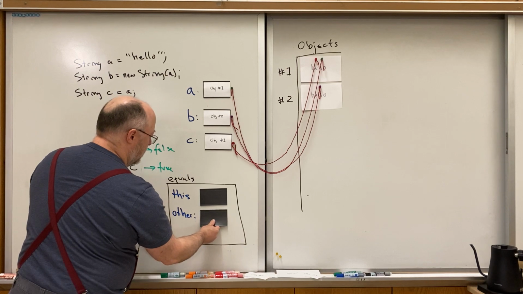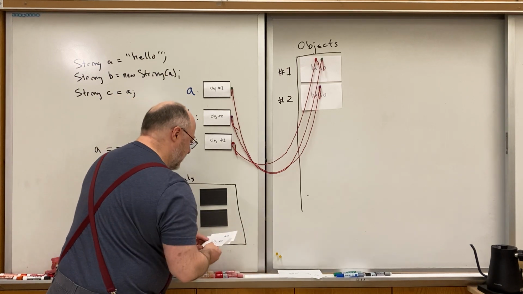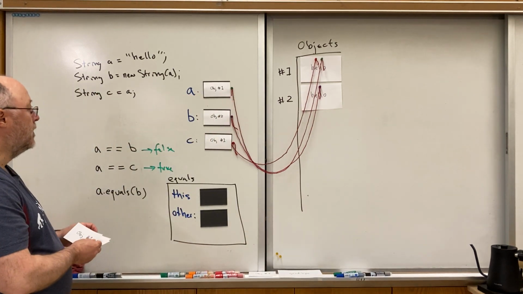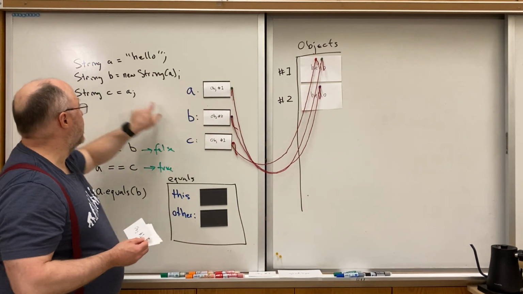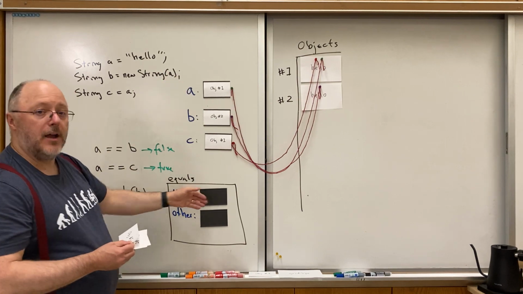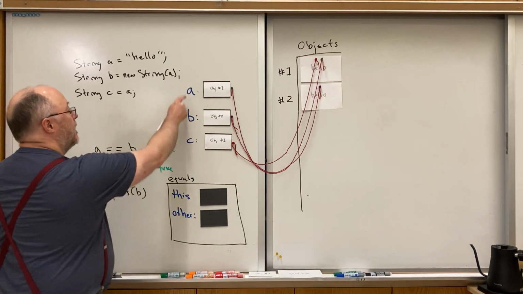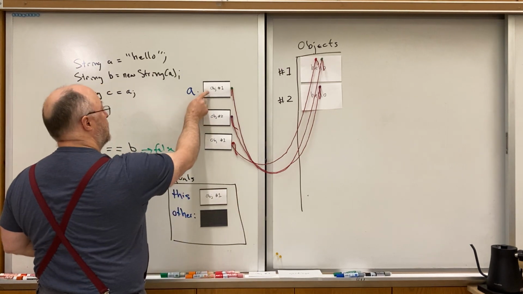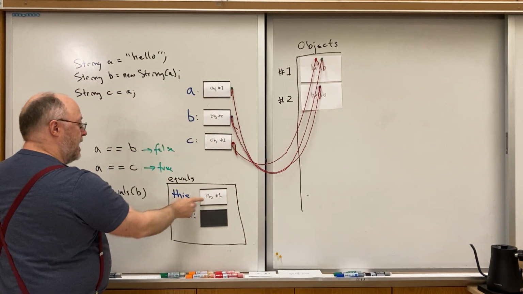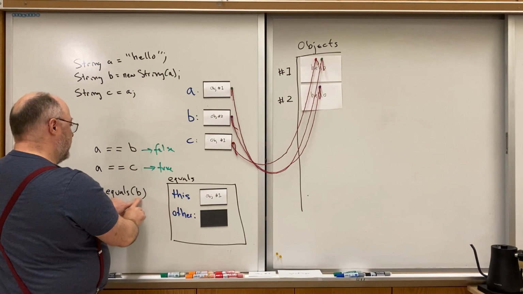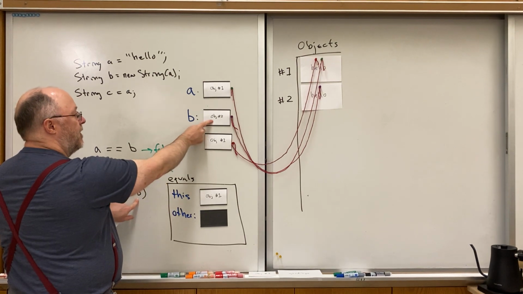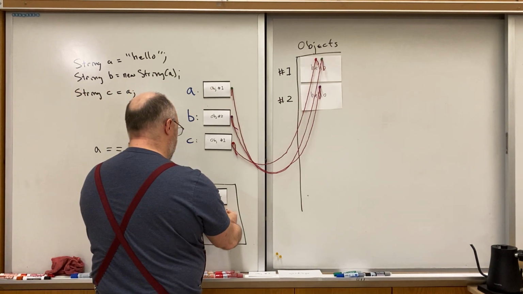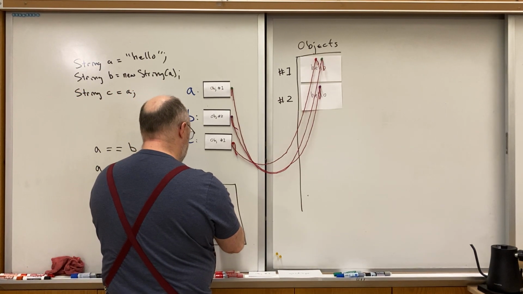And method calling works kind of exactly the same way as assigning a value to a variable. We're kind of assigning the value to the parameters. So we take the value of A and make that the value of this, and then we evaluate this expression, which just means look up the value of B, and we get another copy of object 2, that reference, and stick it in here.